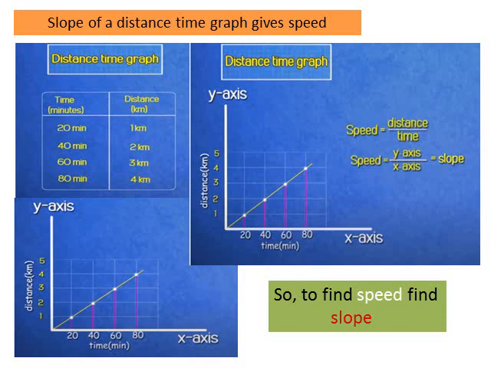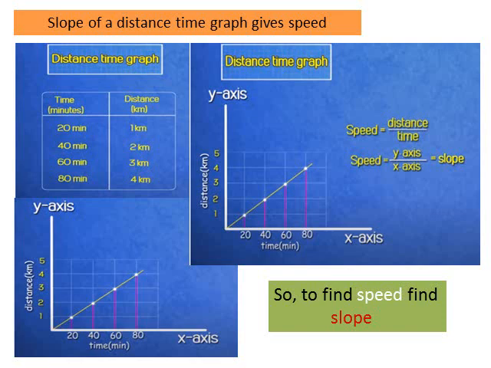The same readings are being represented in the graph. Time is taken in the x-axis as 20, 40, 60, 80, and the distance is taken in the y-axis as 1 kilometer, 2 kilometers, up to 5 kilometers. Now plot the points, you get 4 points and they are shown there in the graph, and connect them and you get a very beautiful straight line. From this straight line, we are going to calculate the speed of the body.